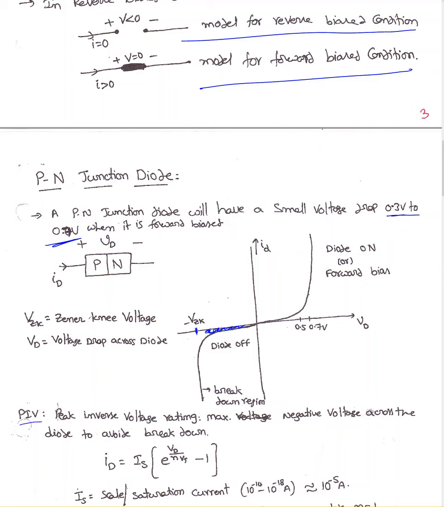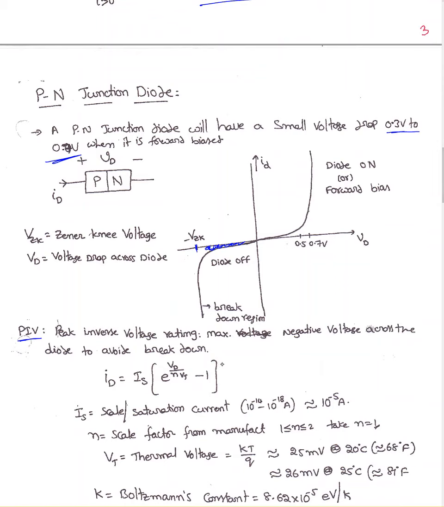Now in the forward biased condition, this is the current passing through the diode, ID, equal to IS times the exponential term, where IS is the saturation current. That value is between 10 to the power of minus 14 and 10 to the power of minus 18 ampere. For our examples, I'm taking this as 10 to the power of minus 15 ampere. N here we call the scaling factor. Usually the manufacturer will give you a value between 1 and 2. We'll take it as 1 to solve the examples.